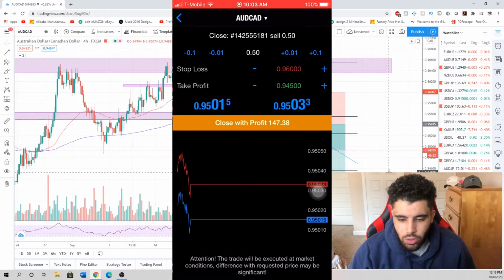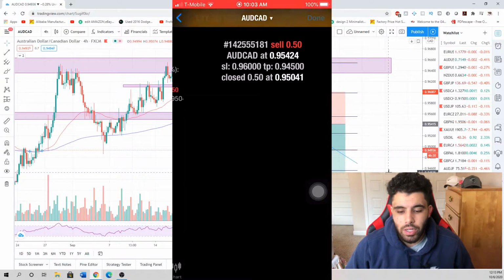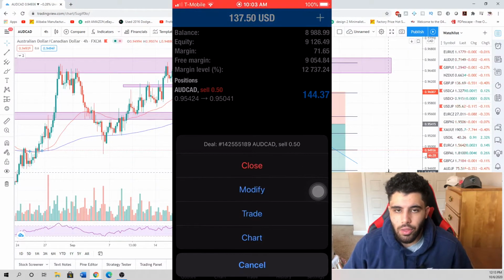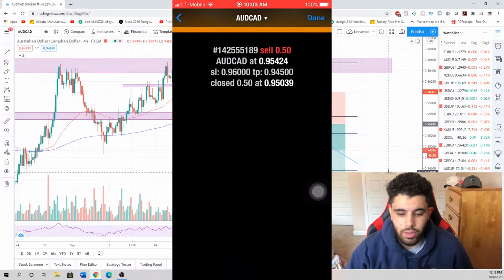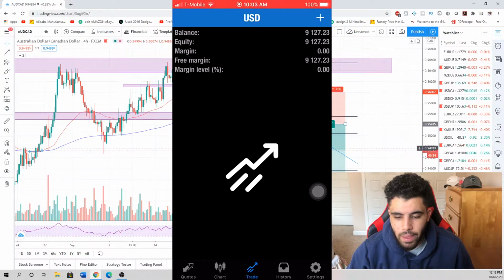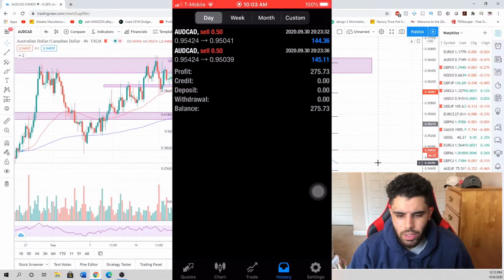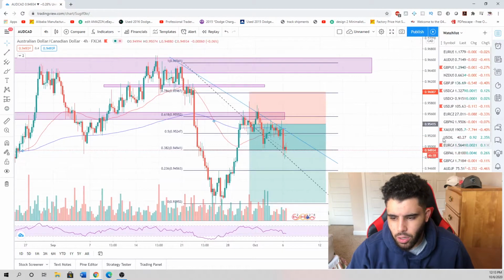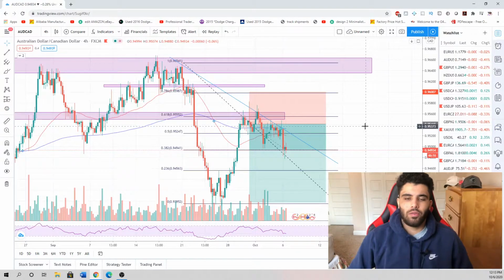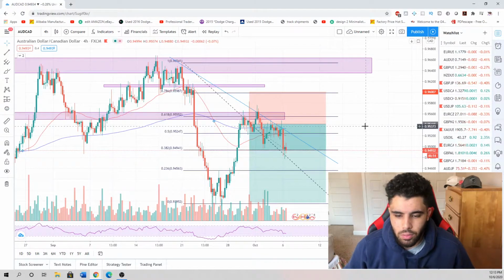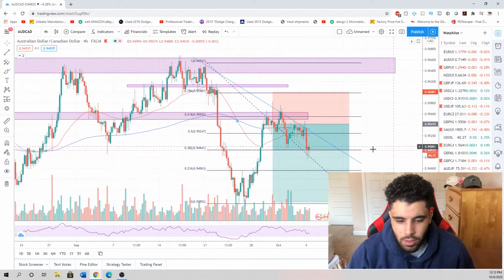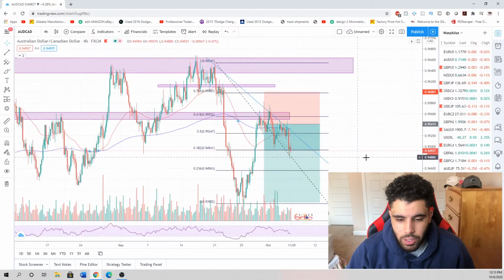I did make $275 on this trade, which is about 3% of my account in profit, so I'm very happy with that. I believe this does have a little bit more downside, but I was playing it safe, and I did gain about 40 pips, which is plenty for me anyway, especially for one trade.